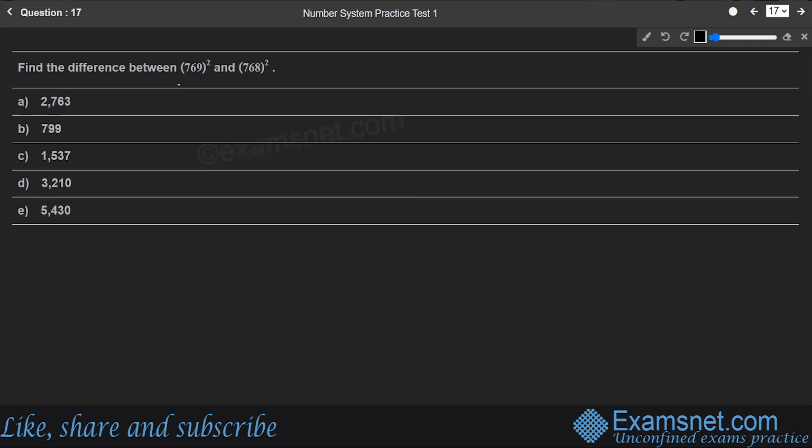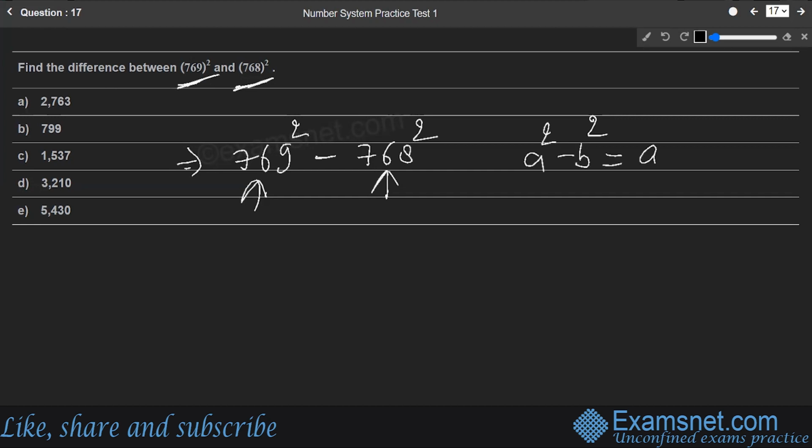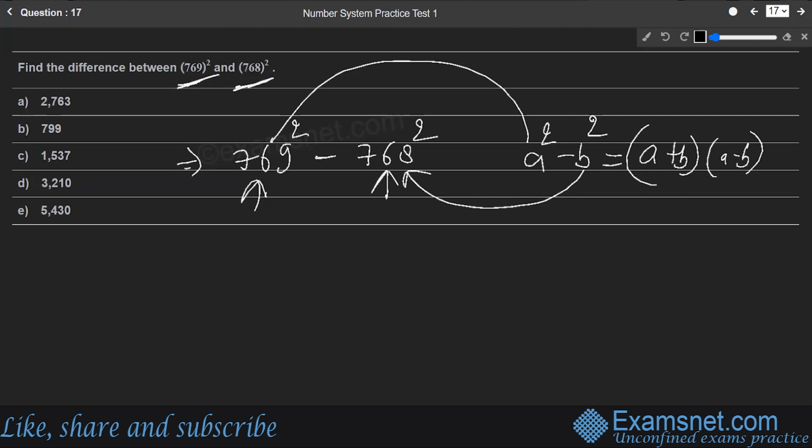Okay, find the difference between 769 square and 768 square. So he's asking for the difference of 769 square minus 768 square. Obviously, in these types of questions, we're not going to find the perfect square of each number. Rather, we'll use a particular formula. If you match this condition with a square minus b square, the expression of this formula is (a plus b)(a minus b). So let us use this, a being 769 and b being 768. This can be broken down as 769 plus 768 multiplied by 769 minus 768.